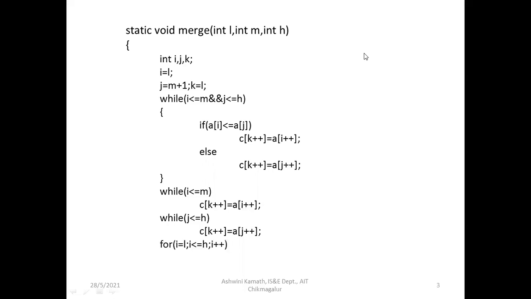For I is equal to L to H, that is, I is equal to L, I less than or equal to H, and I plus plus, A of I is equal to C of I. So the sorted elements which are stored in C, we are storing back to A. Here we are using one extra memory, that is C. C is the extra memory that we are using for merge sort. Then close the function merge.